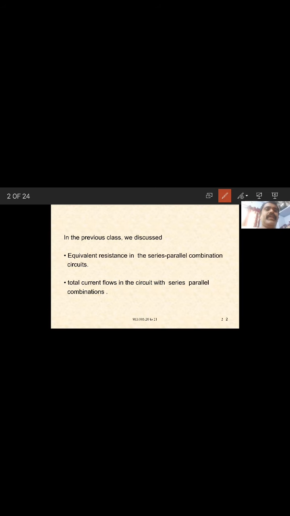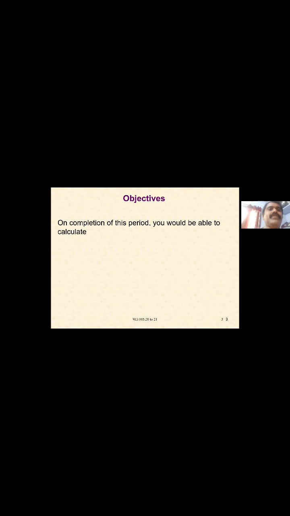The total current flowing in series and parallel circuits is I is equal to V by R. In a series circuit, I is equal to I1 is equal to I2 is equal to I3, where the current remains the same. In a parallel combination, the current is divided, that is I is equal to I1 plus I2 plus I3. On completion of this period, you will be able to calculate equivalent resistance in series and parallel combination circuits, and the total current flowing in the circuit.